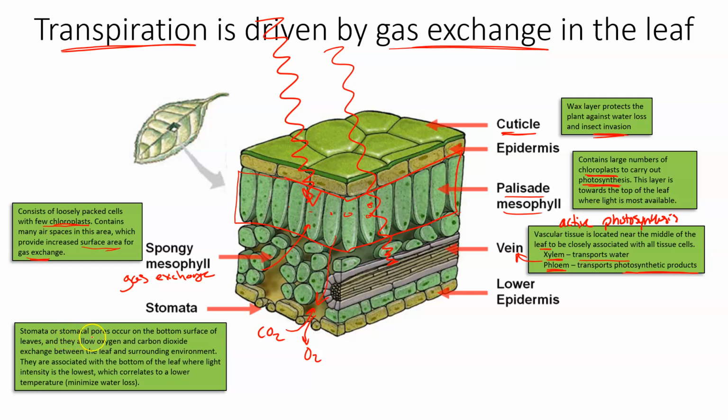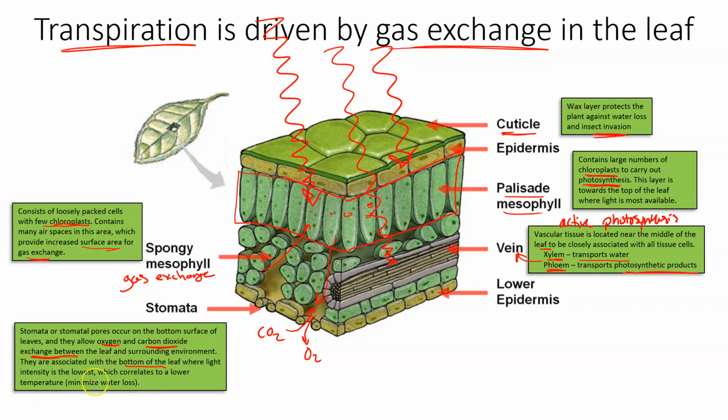We call them stomatopores or stomata, but they occur on the bottom surface of the leaves that allows oxygen to diffuse out. It allows carbon dioxide to diffuse in. Basically, the exchange of those two gases in the leaf and the surrounding environment. They're also associated with the bottom of the leaf where light intensity is the lowest. Remember, light is striking the leaf from the top, not striking the bottom.